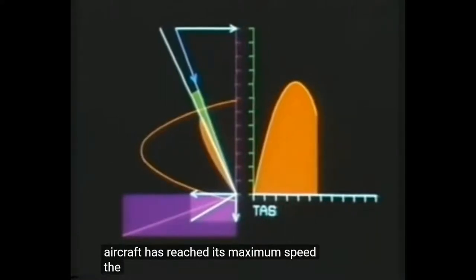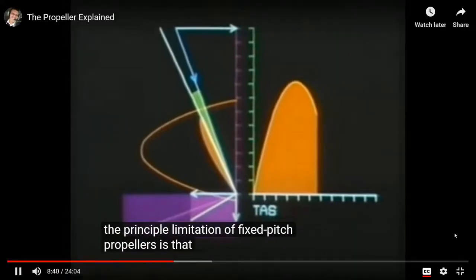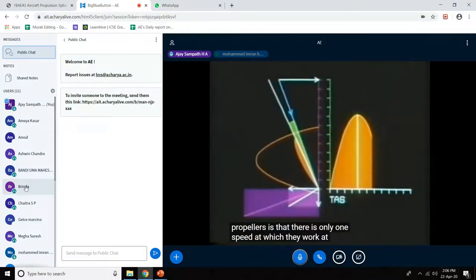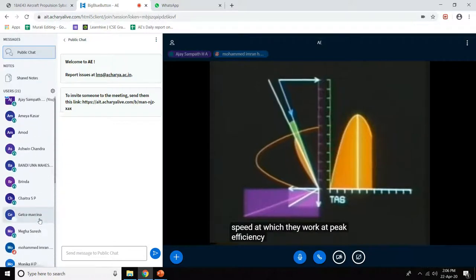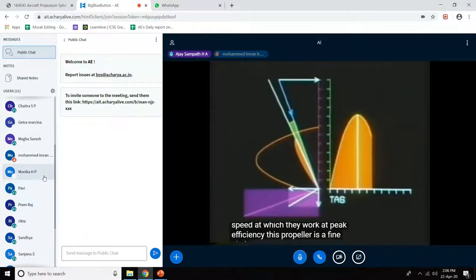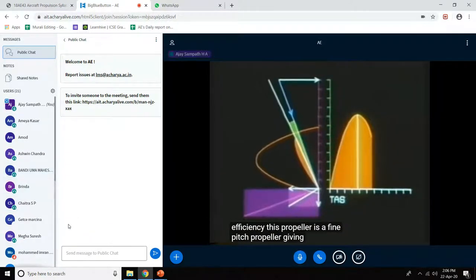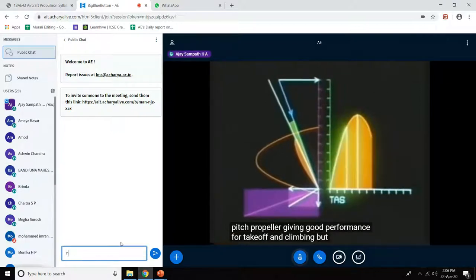The principal limitation of fixed pitch propellers is that there is only one speed at which they work at peak efficiency. This propeller is a fine pitch propeller, giving good performance for takeoff and climbing, but a relatively low maximum speed.